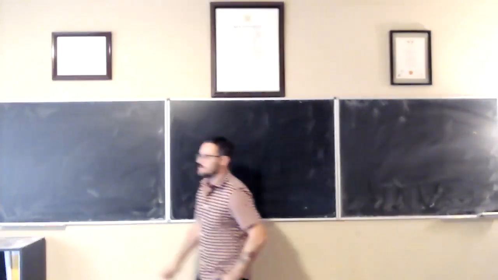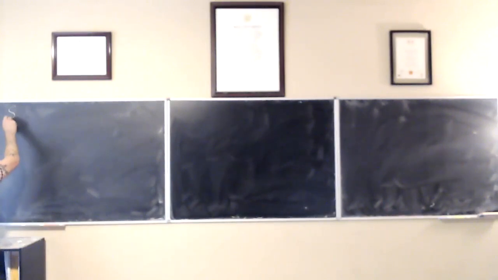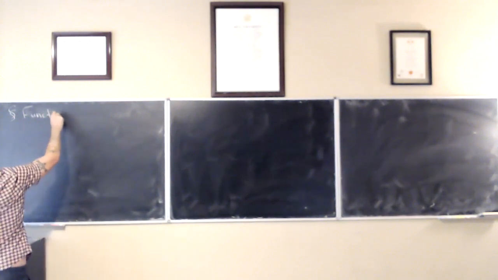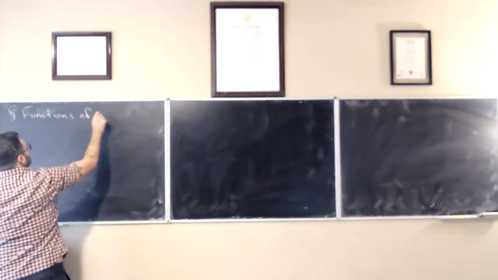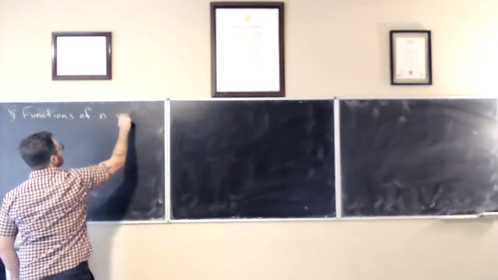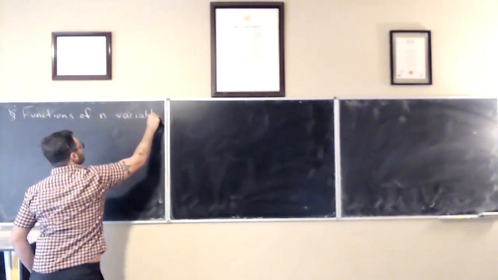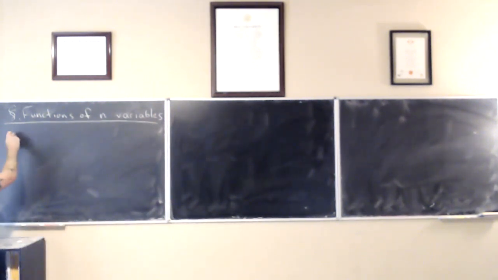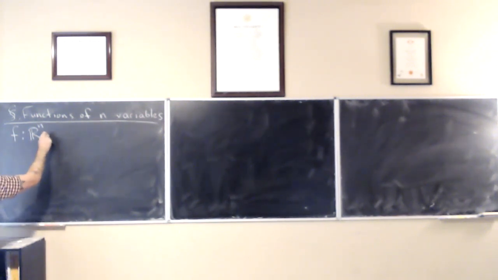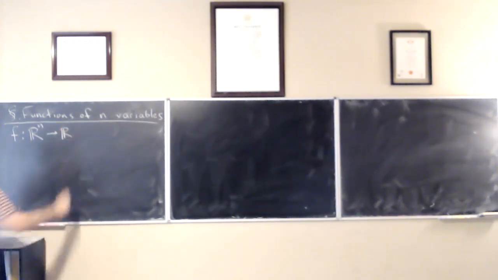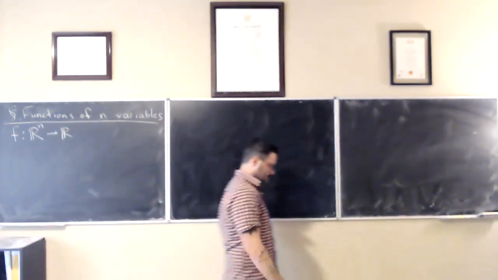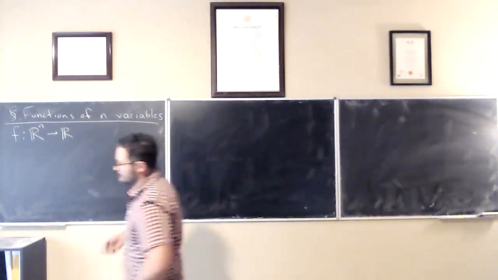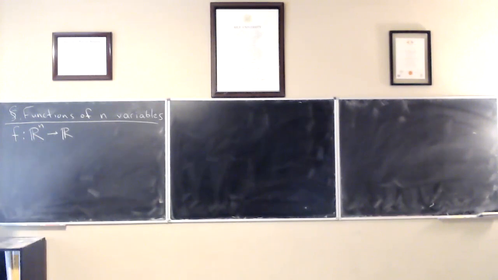Okay, so in this lecture, we're going to talk about functions of n variables. These functions look like f, and they map elements from R^n into R. So the domain elements for these functions are vectors. They're ordered tuples of real numbers.